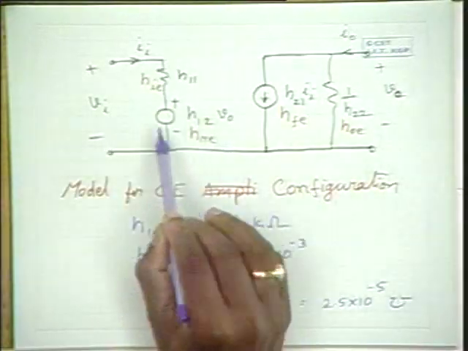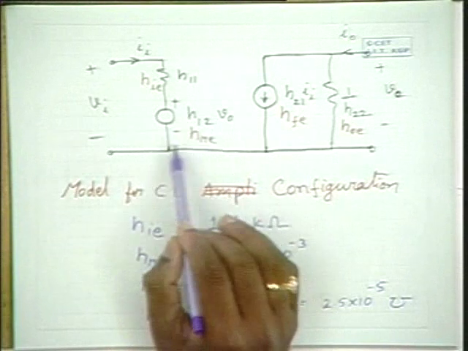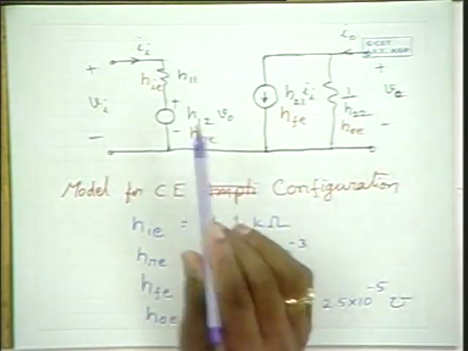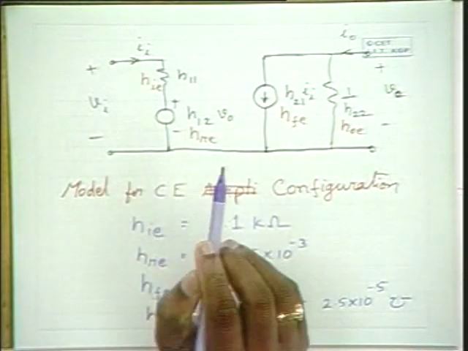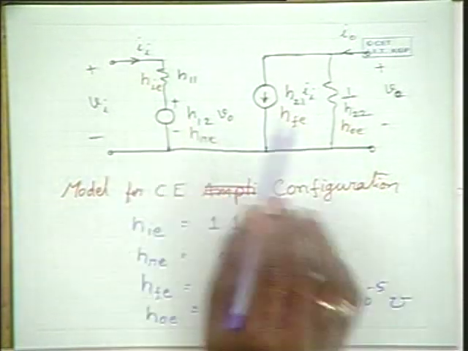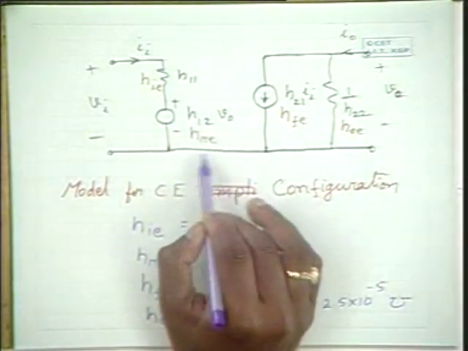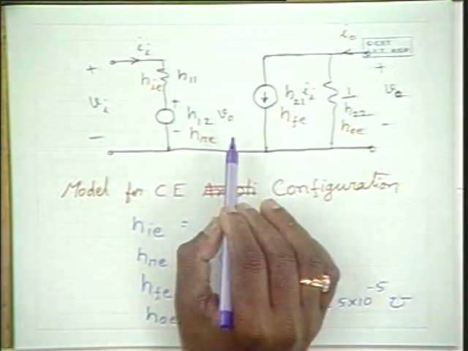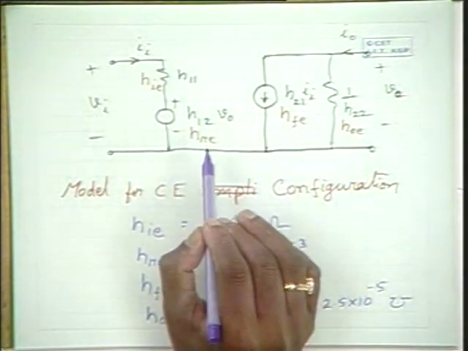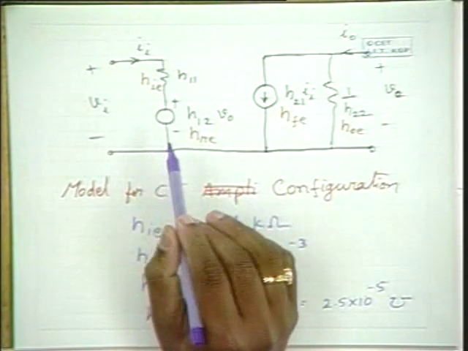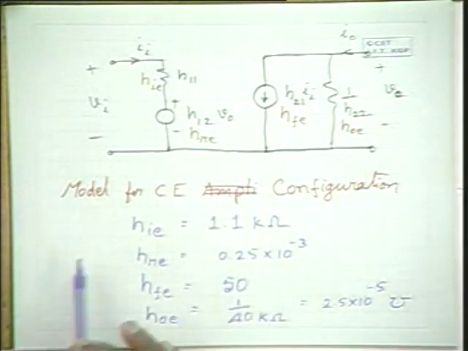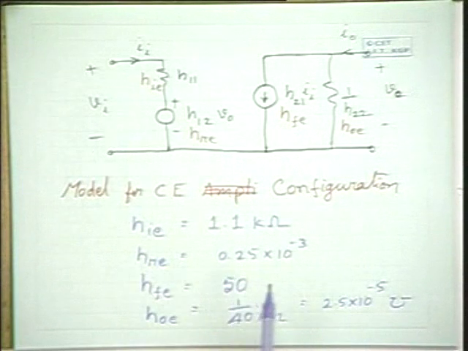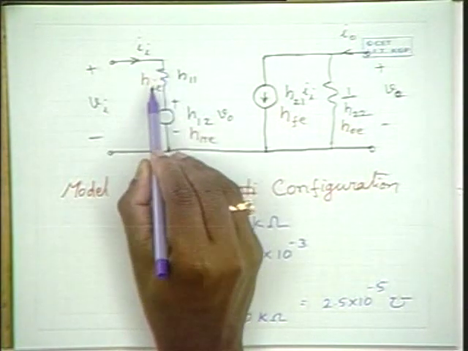Now looking at these parameters, please note that this ratio is a small parameter between the input voltage and output voltage under open circuit conditions. It's a small parameter, and this can be neglected as an approximation. This can be approximated to 0 volts. That means it can be short circuited because it is a small quantity, small proportionality constant, in which case there is only HIE here.